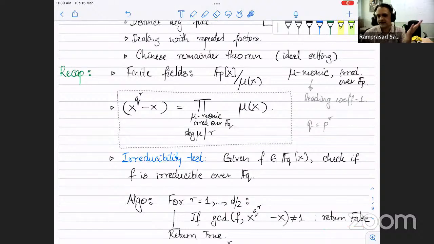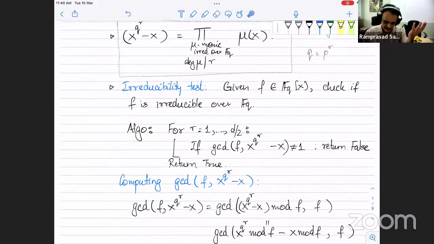It turns out we did find an irreducible factor. But if it so happens that you didn't find any, then it means that there are no irreducible factors of degree at most d by 2, which means the polynomial itself must have been irreducible to begin with. So this is basically fine, except that you can't do the traditional GCD algorithm because the degree of this polynomial is huge. So one needs to be a little clever about it.